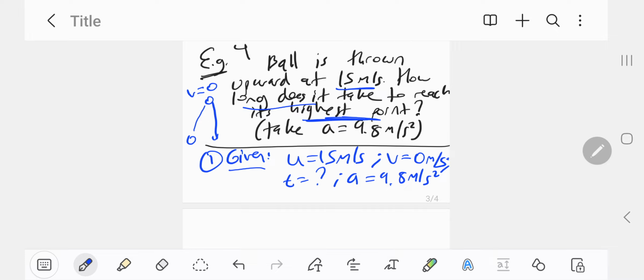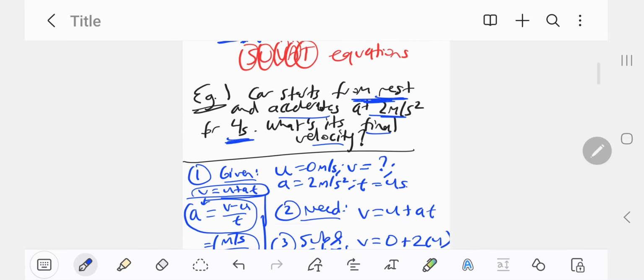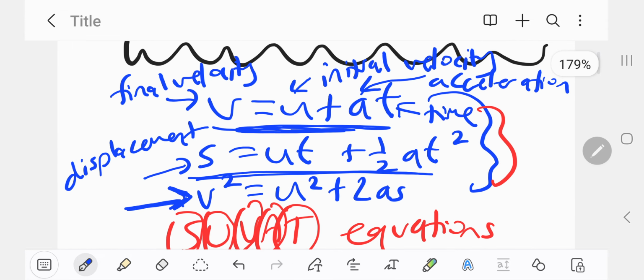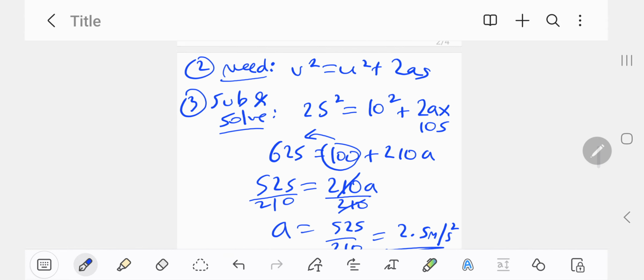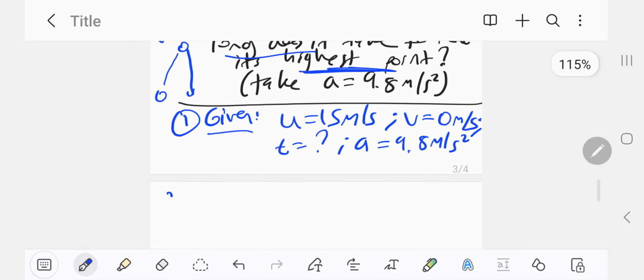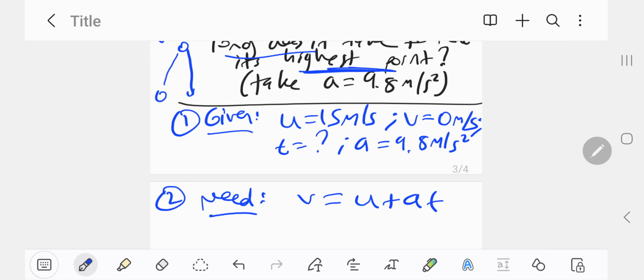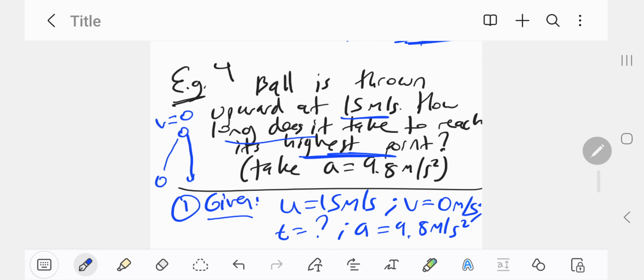Now we're given u, we're given v, we're given a. So what can we use for this? Well, if you think about it, the first one, we're not given displacement, we're only given those three. So number 2, we need v equals u plus at. So have a think about this once again. If you throw it up, it's thrown upwards at 15 meters per second. That's the initial velocity u. You're throwing it with some initial speed. Highest point, velocity is 0.